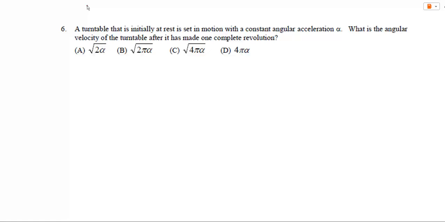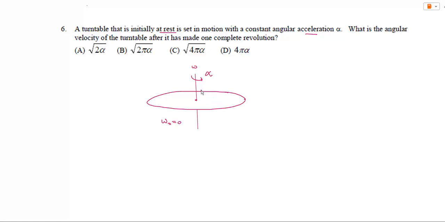So we have a turntable that is initially at rest, set in motion with a constant angular acceleration alpha. What is the angular velocity of the turntable after it has made one complete revolution? So this is the turntable, and its initial angular velocity is 0. It is at rest and it is set with a constant angular acceleration alpha. What is the angular velocity of the turntable after it has completed one revolution? The question is very simple, straight away. Which formula can we use here?